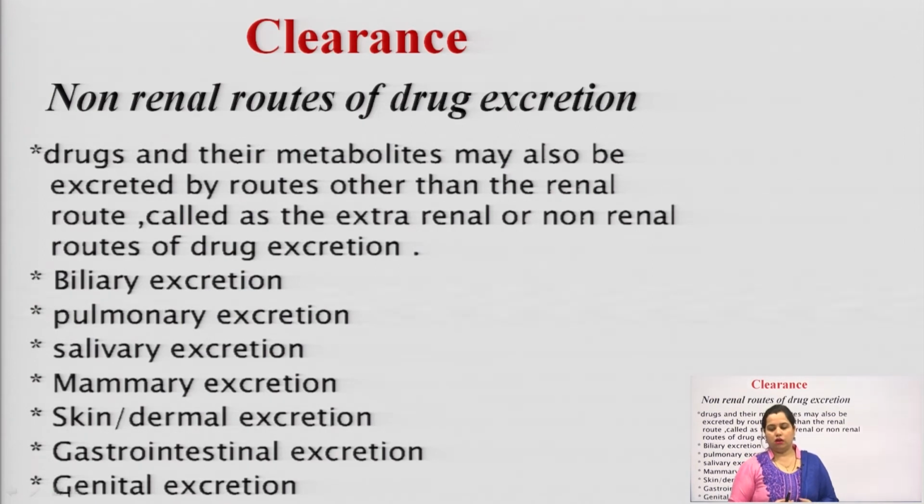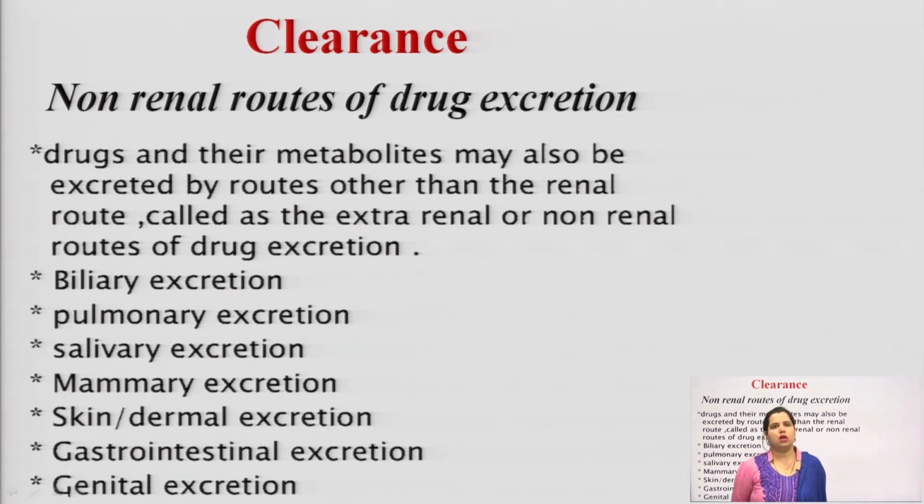Non-renal routes of drug excretion. We have discussed the kidney as the route for the majority of drug clearance; apart from that, the liver in the form of bile and other parts like the lungs contribute minor clearance. Drugs and their metabolites may also be excreted by routes other than the renal route, called extrarenal or non-renal routes of drug excretion.